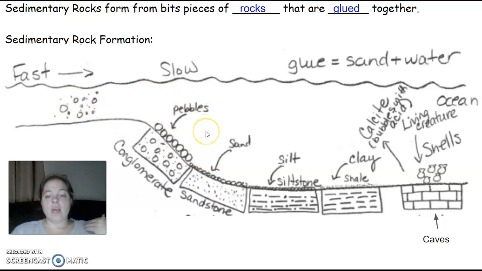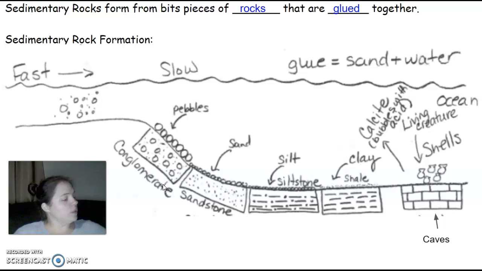So as it goes down, it drops the heaviest stuff first. I don't know if you've ever shaken up a bottle with water and rocks and stuff like that. Usually the heavier stuff hits first. So the first things that drop out are pebbles, and pebbles make conglomerate sedimentary rocks.